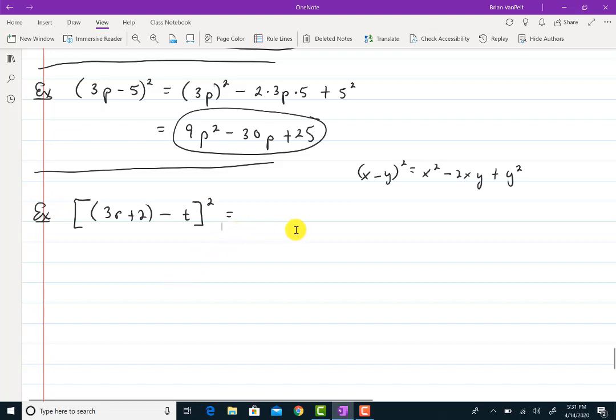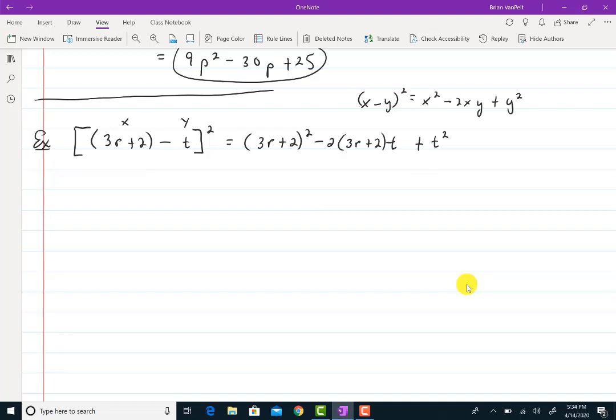So the role that is playing x here is actually this 3r plus 2. So I have 3r plus 2 squared. So this is like the x, and this is like the y in my formula. y can be viewed as t. That's fine. The minus sign is already standing there. Now, according to the rule, I have to do -2, and I have to do x. The x part was the 3r plus 2. And then I've got to do y. My y here was the letter t. And then finally, plus t squared.